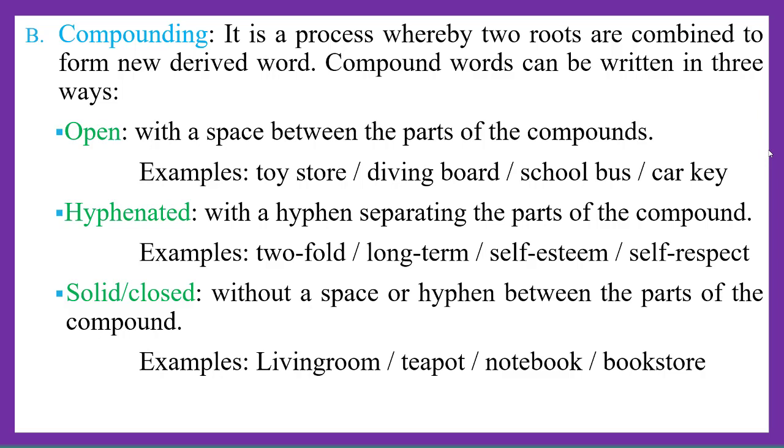And then we have hyphenated words, or compounds with a hyphen separating the parts of the compound. For example, twofold, long-term, self-esteem, self-respect. Okay, so here we combine two words and then we put a hyphen between the two. We have solid or closed compounds without a space or hyphen between the parts of the compound, but they are close together. There is no space, nothing. Like living room, teapot, notebook, bookstore. So we have three types: open, hyphenated, solid or closed.